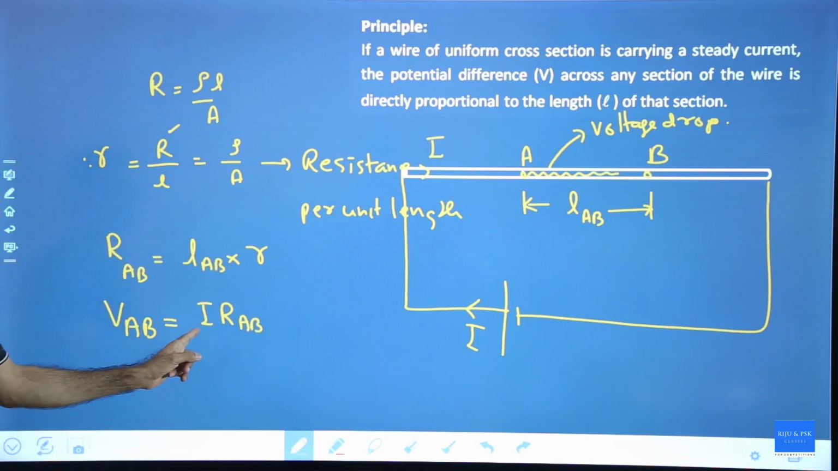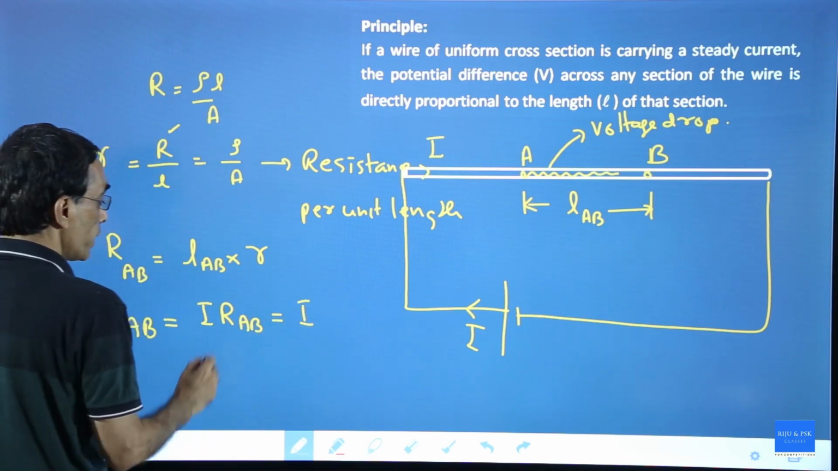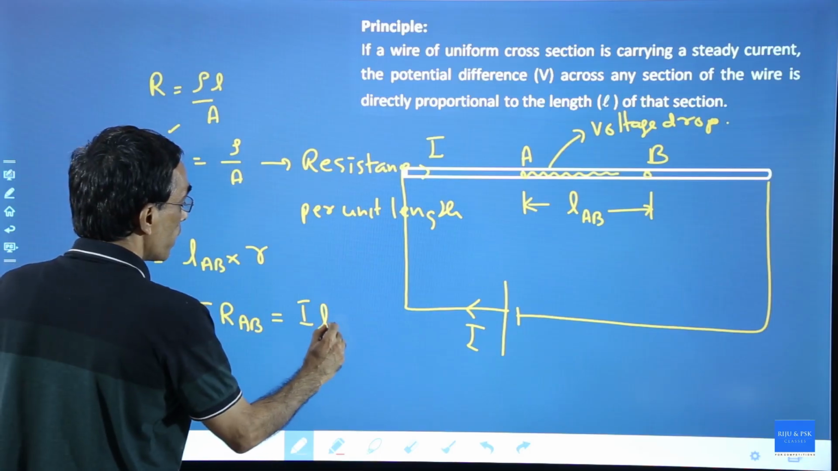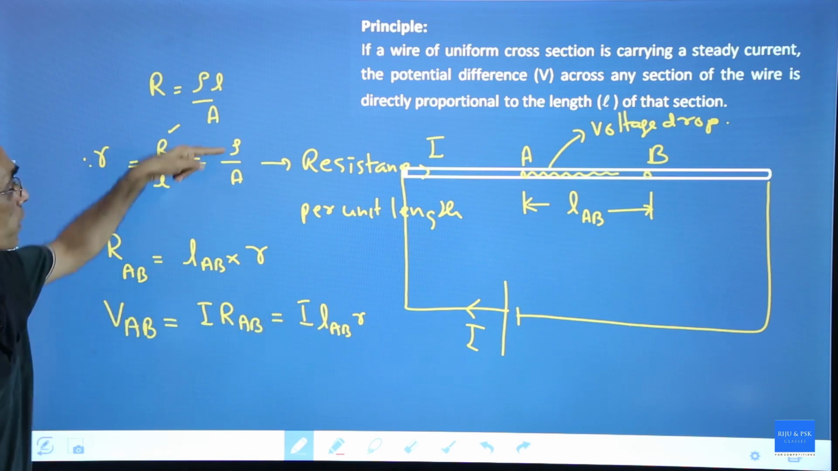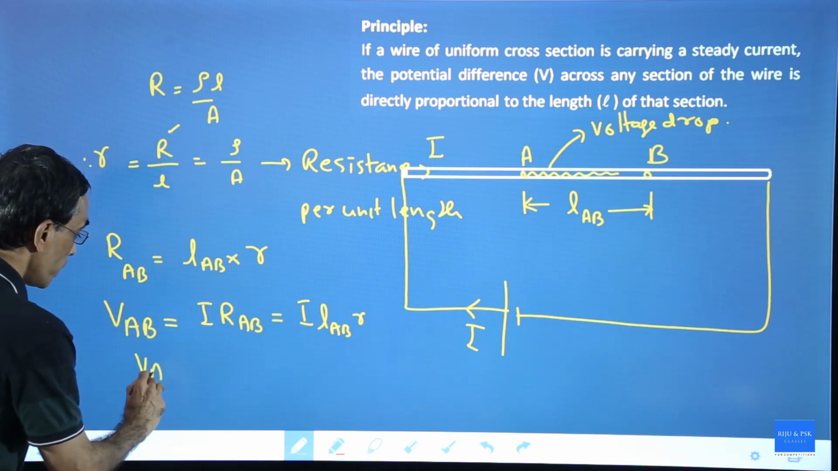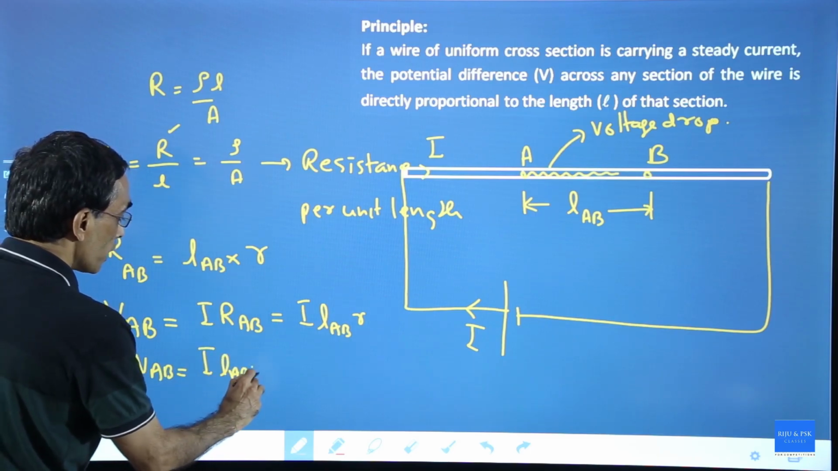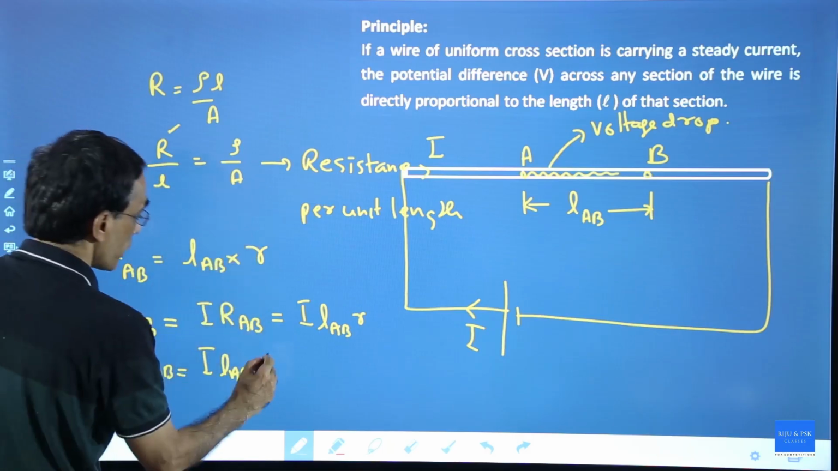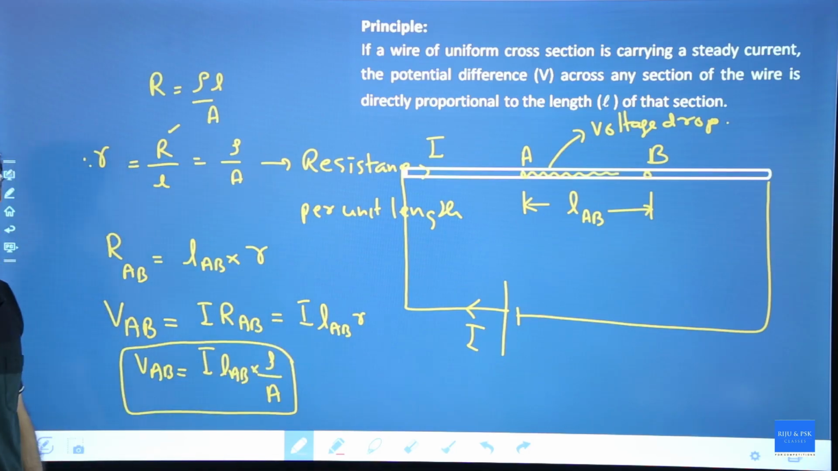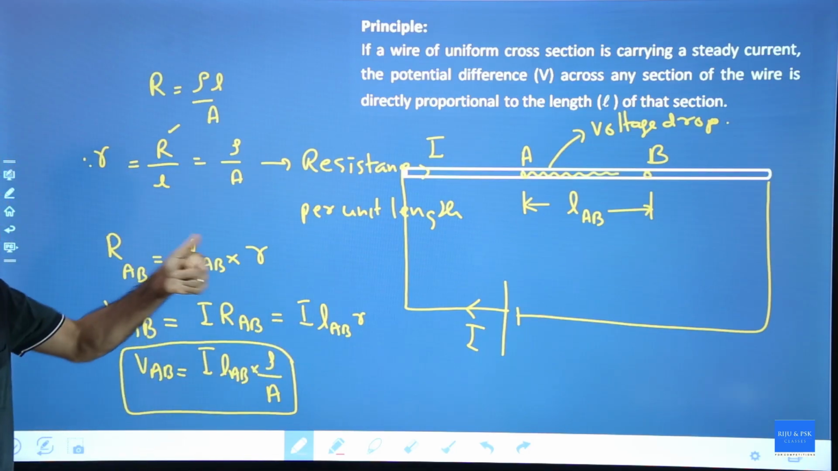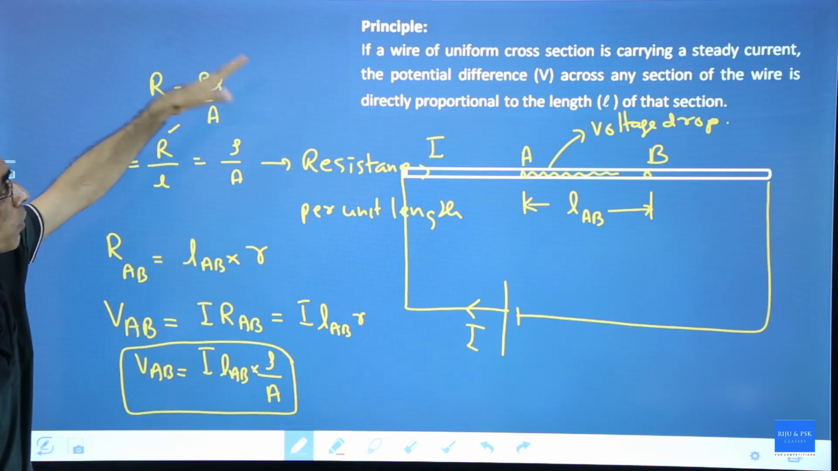Current into resistance between A and B, that is I into R_AB, and R_AB is nothing but L_AB into R, where R is the resistance per unit length. This can also be written as V_AB equal to I into L_AB into what is R actually? R is nothing but rho by A. This is the potential difference between A and B. Fine. So, this is how you work out on a uniform wire.